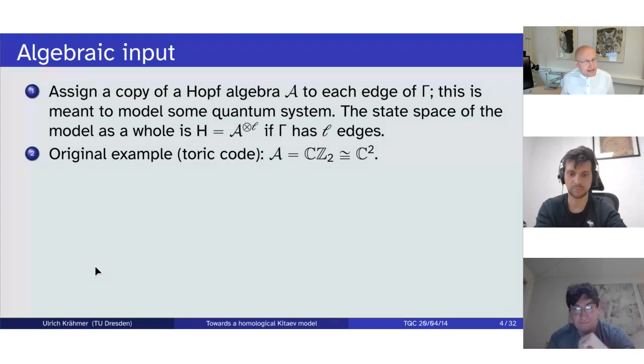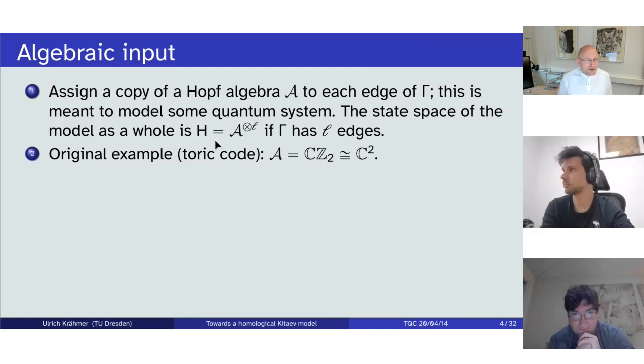So the total Hilbert space of the model will then be a tensor product of all these copies of the Hopf algebra A. So if my graph Gamma has L edges, I will have an L-fold tensor product of that Hopf algebra A. I call that H. That's my Hilbert space. Although in what Sebastian and I do, the Hilbert space structure doesn't matter. So what we do is pure algebra. But we have a big vector space like this.